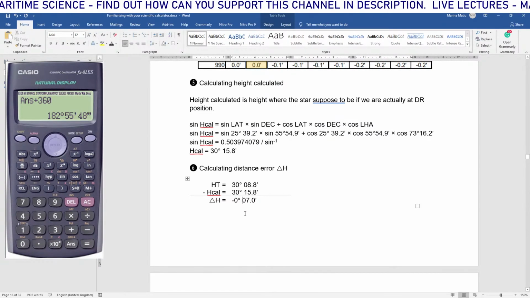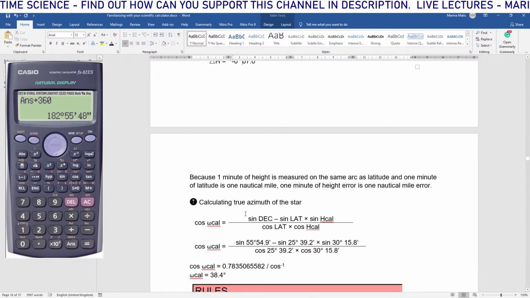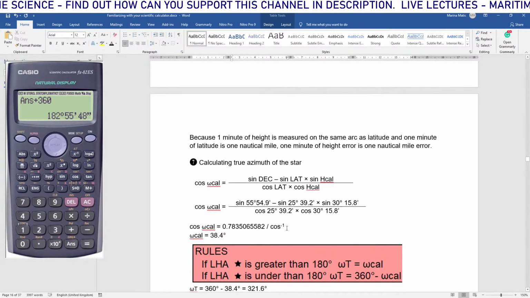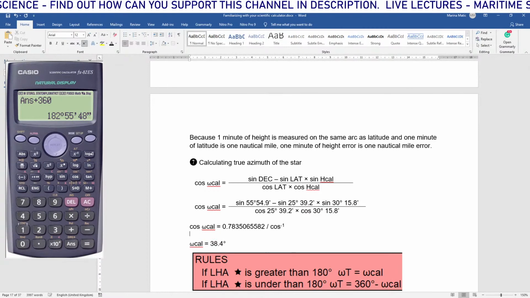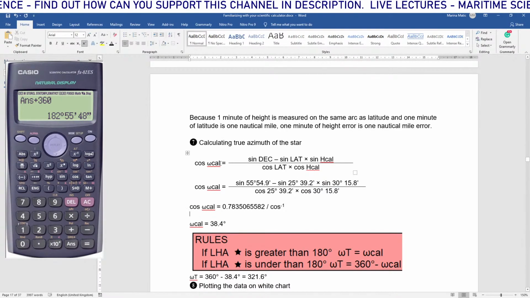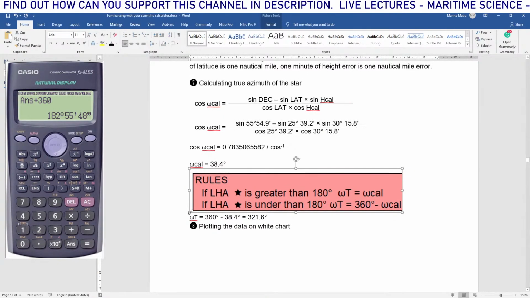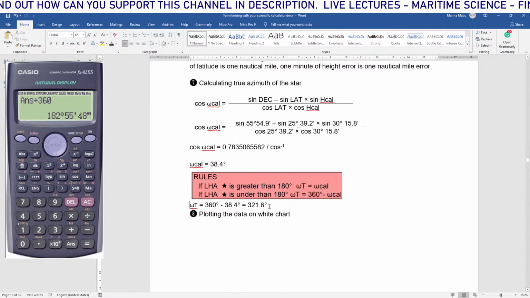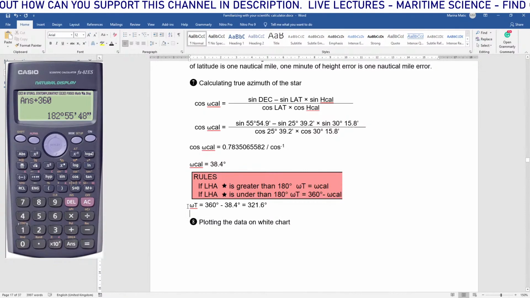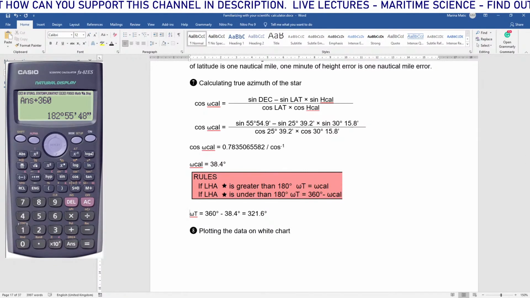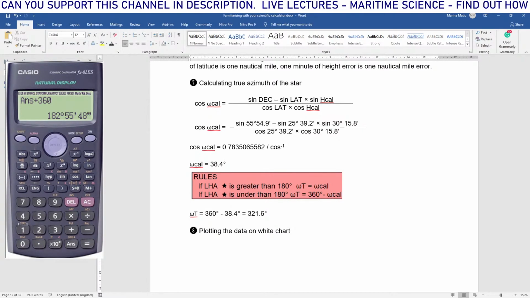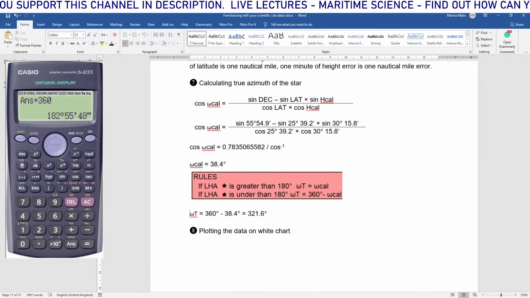It can be negative or positive. And in order to get the direction of the error, we need to find the bearing of the error, and the bearing of the error is calculated with this formula here. And then we have the rules. The rule between azimuth and local hour angle is that they cannot both be under 180. So if one is under 180, the other one needs to be larger than 180 because they are measured in opposite directions.